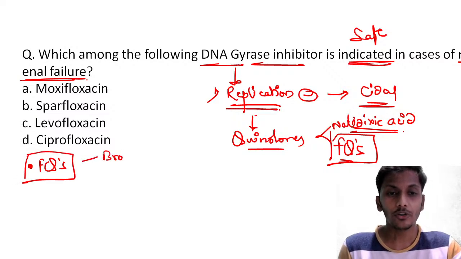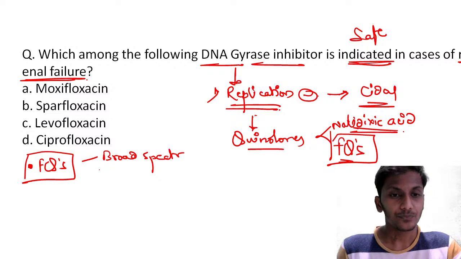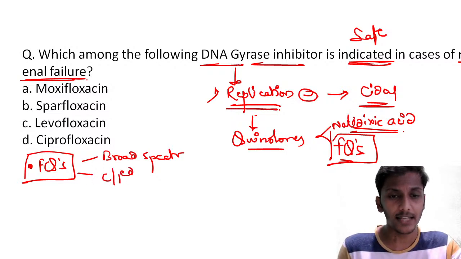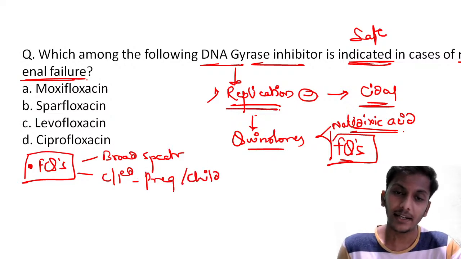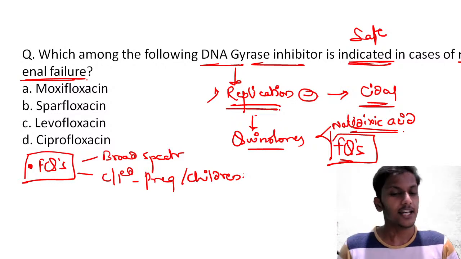First, fluoroquinolones are broad spectrum antibiotics. Second, these are contraindicated in cases of pregnancy and in children, because they cause cartilage and tendon damage, therefore fluoroquinolones are contraindicated in pregnancy and in children.